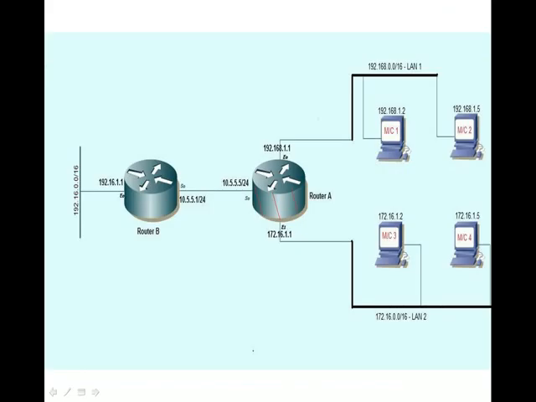The present slide depicts the network scenario across which packet filtering capability of our OKAPI router will be demonstrated. The device under test is the router with the red stripes, or router A. Router A has three interfaces. The serial one is connected to router B through the 10.5.5.0 network with 24 bits for its subnet mask.